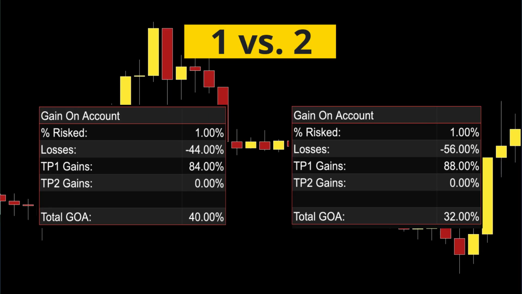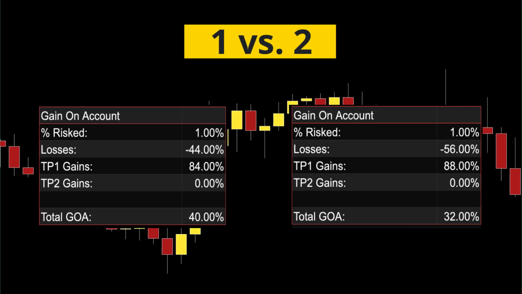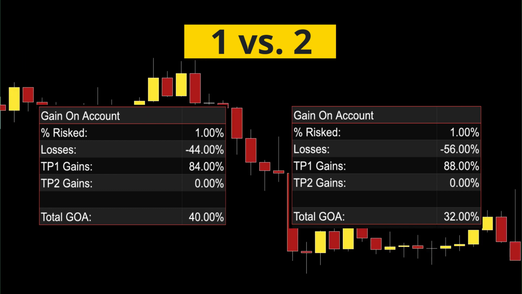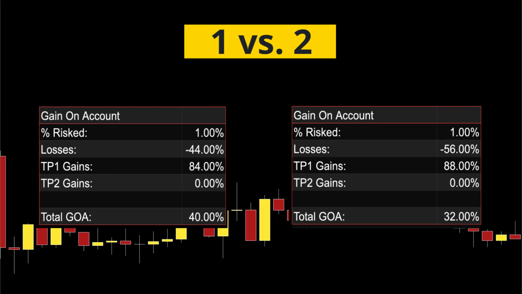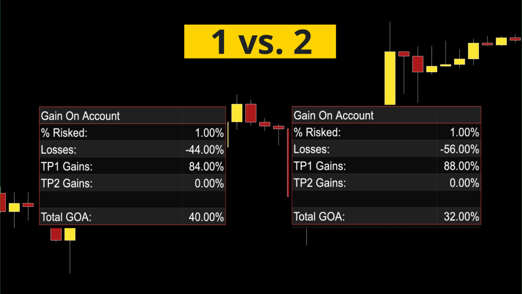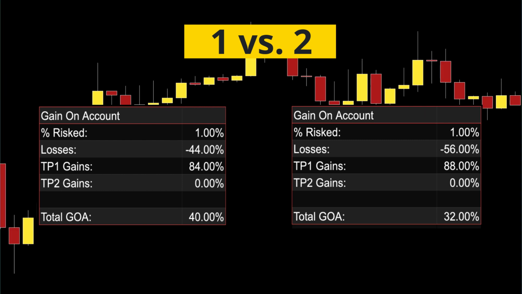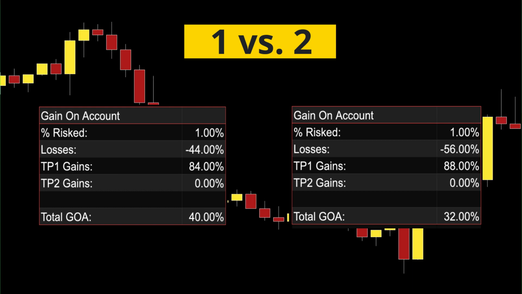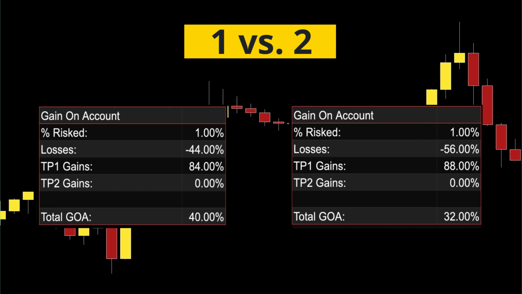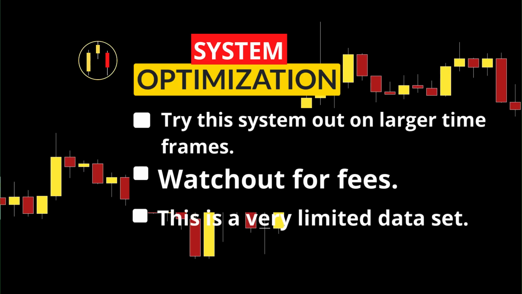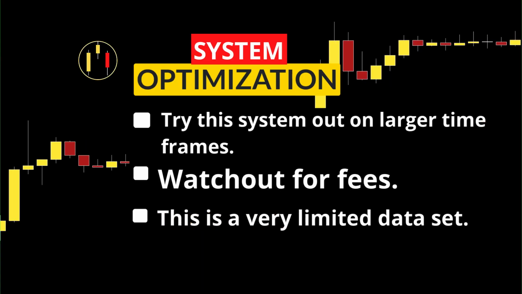So comparing these two different methods of taking profit, we can see that on this particular set of price data, using 1.5 to 1 actually increased our gain on account more than using 2 to 1. But I will warn you that we are only using 4 days of test data, so it's a very limited data set. And the other thing, which I will get into in a minute, is that this does not account for fees or spreads. How do we find the crumbs to optimize and make this system better?